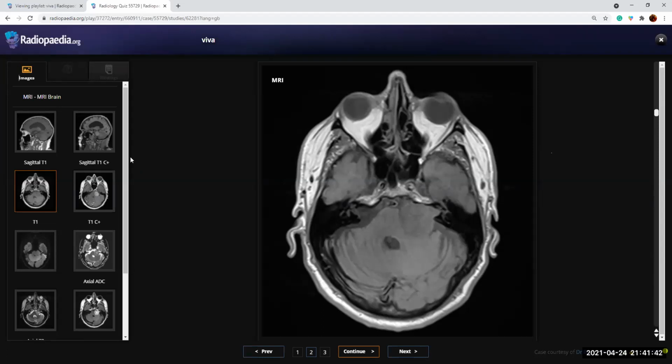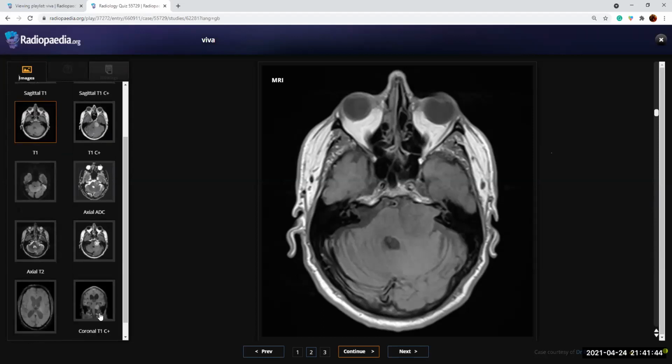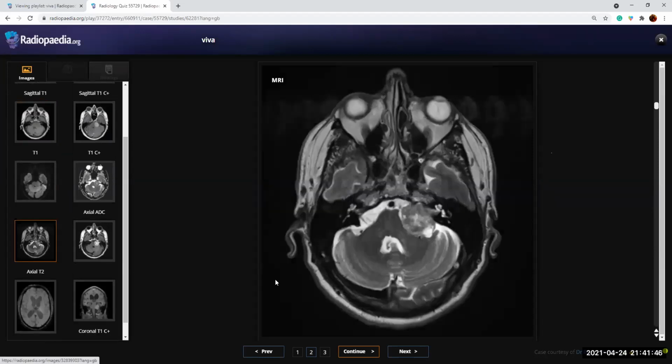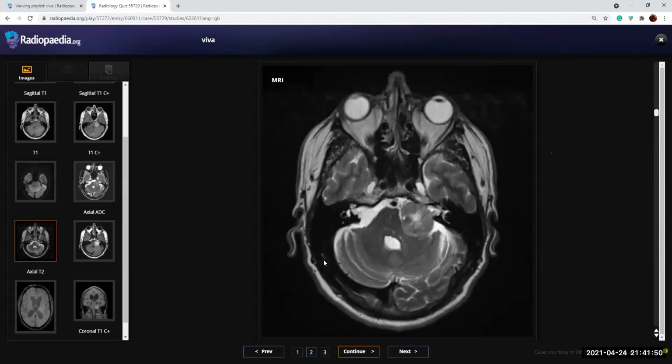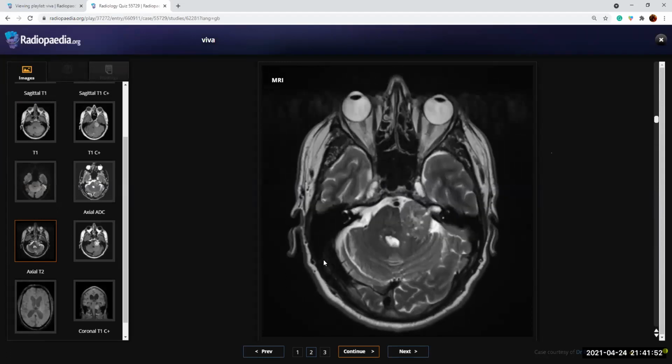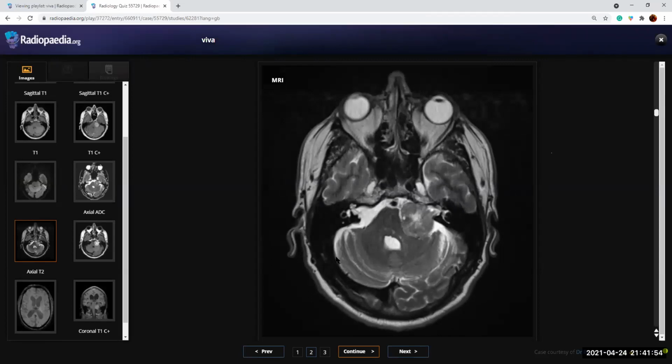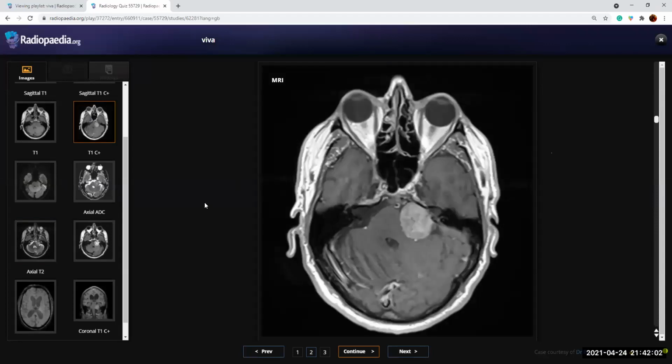You can take the sequences. Okay, so this is axial T2. So on the axial T2, I can see that there is a heterogeneous intensity lesion in the left cerebellopontine angle, which is again enlarging the internal acoustic meatus. And on contrast enhanced, it is showing homogeneous and intense enhancement.